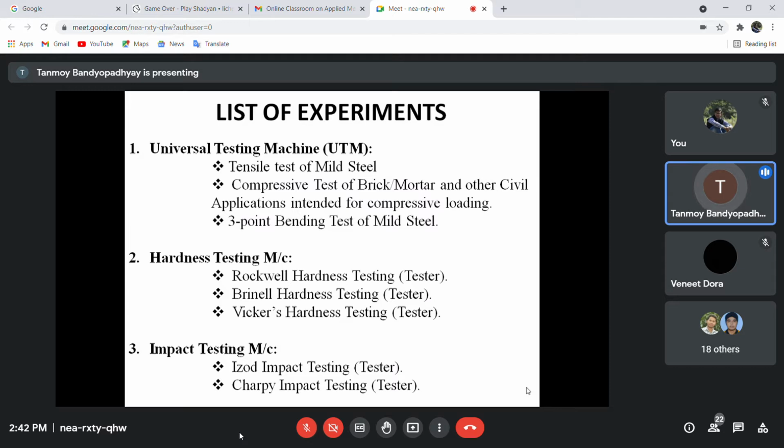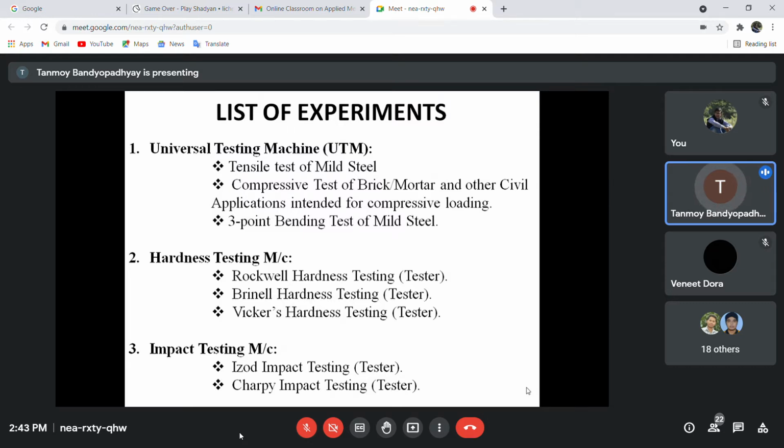So on a single machine, which is known as a universal testing machine, we can do these three experiments. It is called universal because many sorts of experiments can be conducted on this machine using different attachments. These are the very basic experiments that we conduct in a UTM machine. Next one is the hardness testing of a specimen, which we will be studying in detail today.